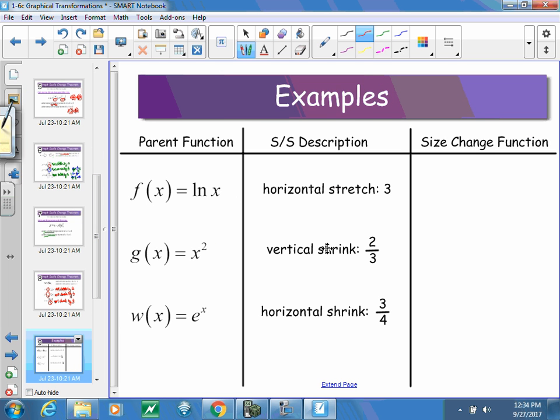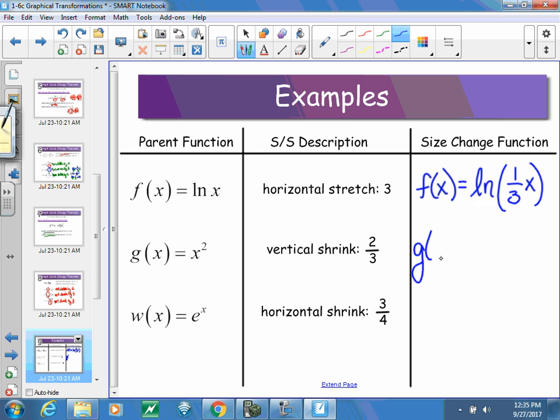All right, so now to try and look at, well, how do you write these out? So here I have the natural log function, and we want to do a horizontal stretch of 3. Horizontal stretch is going to be inside, and we have to think opposite. So here we would be looking at f of x is equal to the natural log of 1/3 x, or x divided by 3. A vertical shrink of 2/3. Vertical is going to be dealing with outside change. So that's going to take g of x here, and we're going to keep it as our 2/3, and then we have 2/3 x squared.